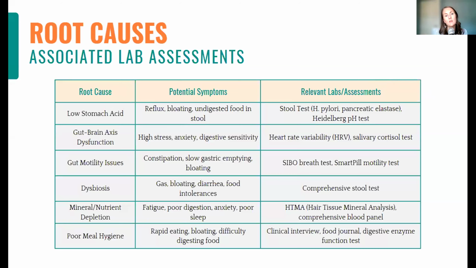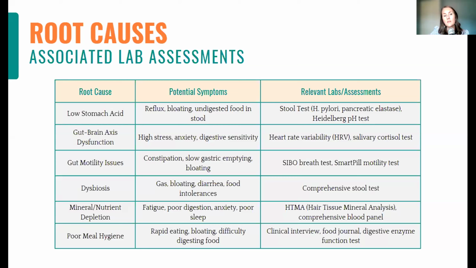So, with low stomach acid, we may see reflux, we may see bloating, we may see undigested food in the stool. You can test stomach acid with the Heidelberg pH test. This is a very rare test that someone might do. You can also indirectly measure this on a stool test. So, if somebody has H. pylori, we know that H. pylori is going to lower stomach acid in a lot of cases. When we see low pancreatic elastase, we can also maybe assume there might be a stomach acid issue, not necessarily diagnostic, but those things do go together.